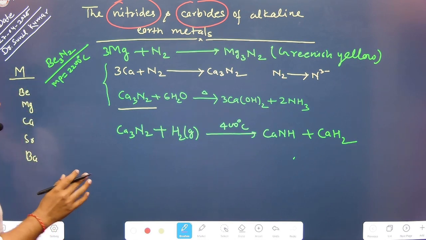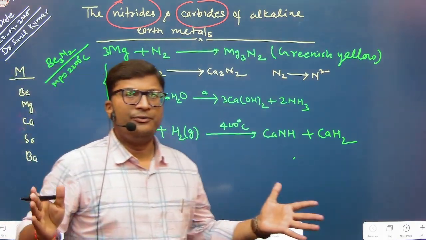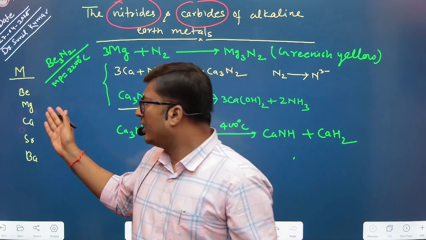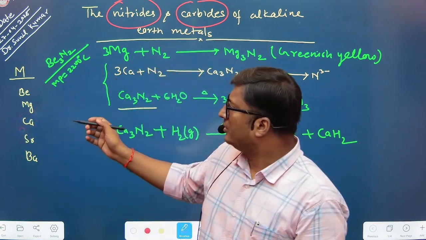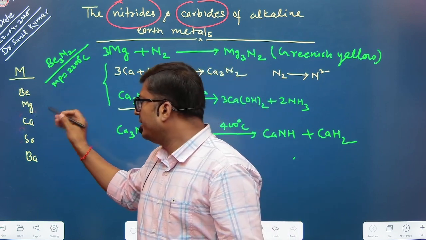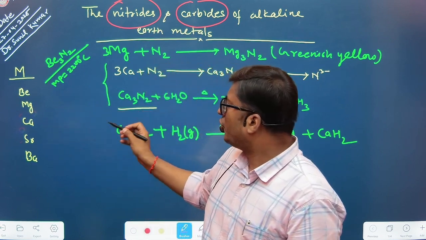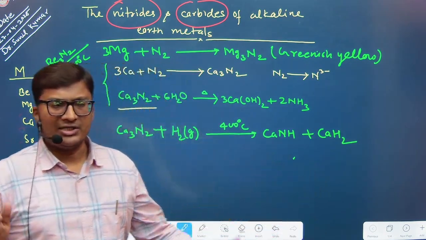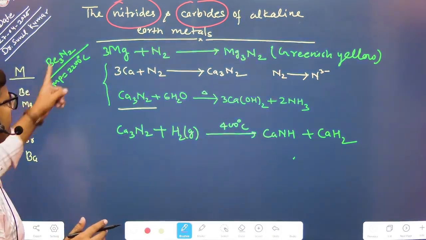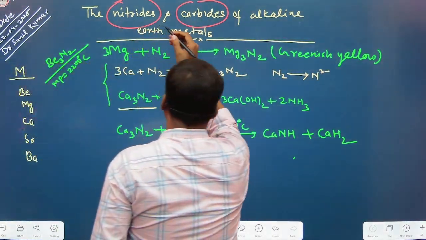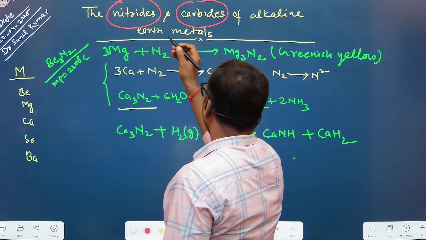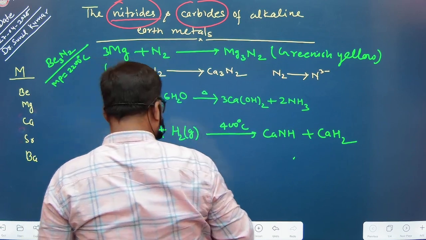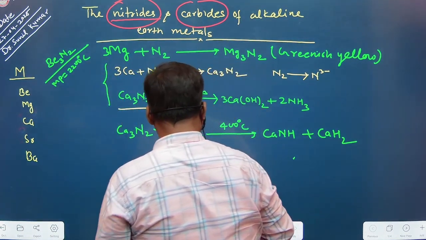As in the previous lecture, we have defined and studied the alkaline earth metals, that is beryllium, magnesium, calcium, strontium and barium. These are the alkaline earth metals. Since our topic and title is based on nitrides, first we will define what is nitride, right?